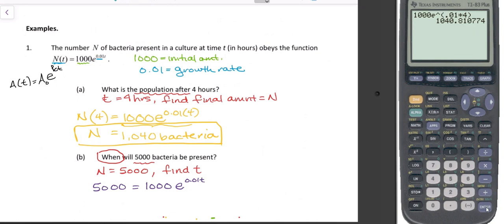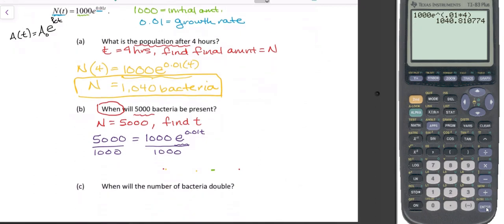So now you just have to remember how you solve an exponential equation, where we first want to isolate the e. So that means getting rid of that 1,000. So I'm going to start by dividing both sides by 1,000. And then that's going to give me 5 equals e to the 0.01 t. So now what we want to do is get that t out of the exponent position. So that means writing it as a logarithmic equation.